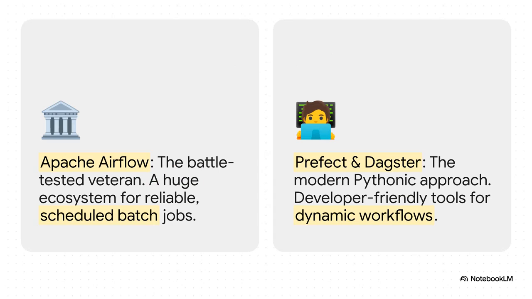On one side, you've got the legend Apache Airflow. It's the battle-tested veteran, it's got a huge community, tons of integrations, and it's rock solid for those predictable, scheduled jobs. But on the other side, you've got these modern Python-native tools like Prefect and Dagster. They're built with the developer in mind, they're super flexible, and let you build complex data flows that feel just like writing normal Python code.